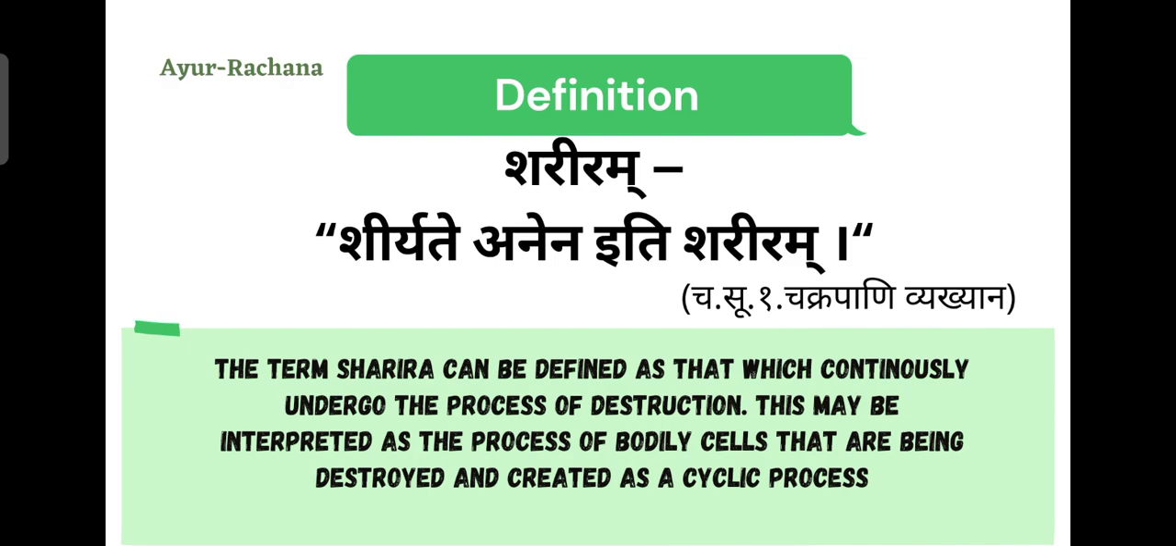So you have heard about anabolism and catabolism, right? Similarly, there is a creative force and there will be a destructive force as well. Like the cells are being created, they will get older and they will get destroyed. And it is a cyclic process that is happening within the body. So that's why Shariram has been defined as that which is continuously undergoing the process of destruction. So that is the definition of the Shariram.